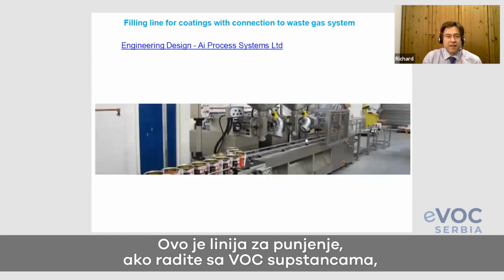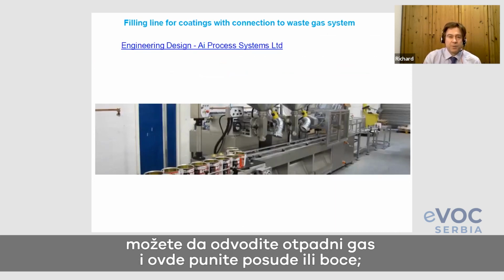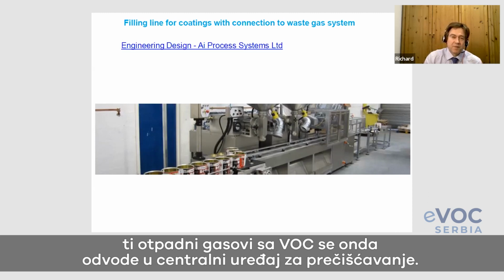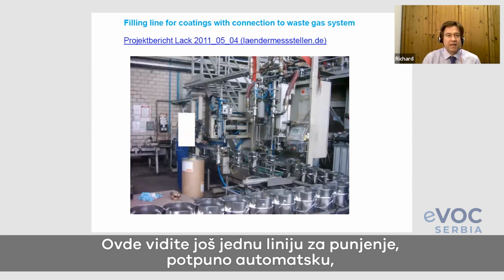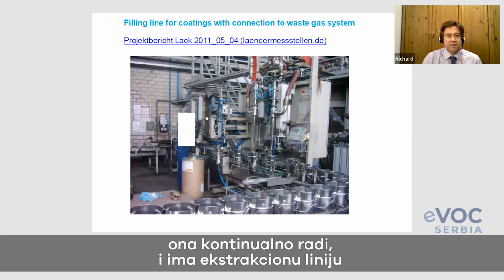So that's a filling line. If you work with VOC, for example, you can extract the waste gases when you fill the small containers or bottles. You extract the VOC, and you can take those VOC gases to the central waste gas abatement. So here you see a filling line too, fully automatic, and it works all the time.